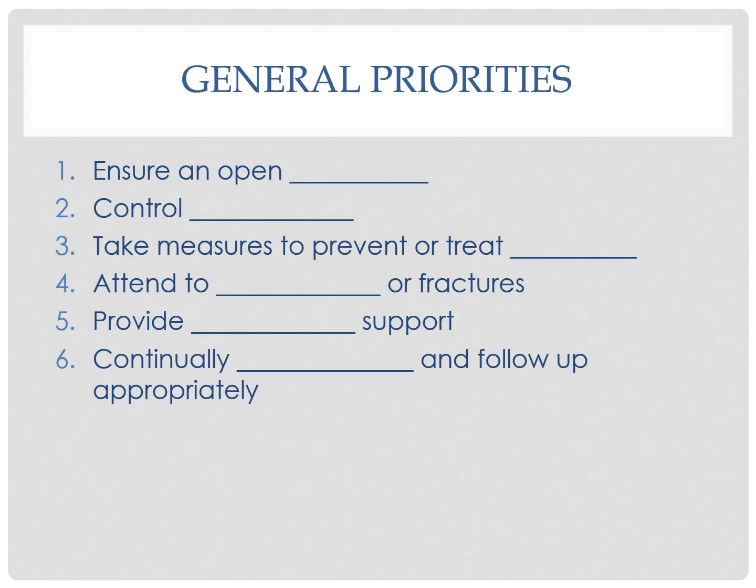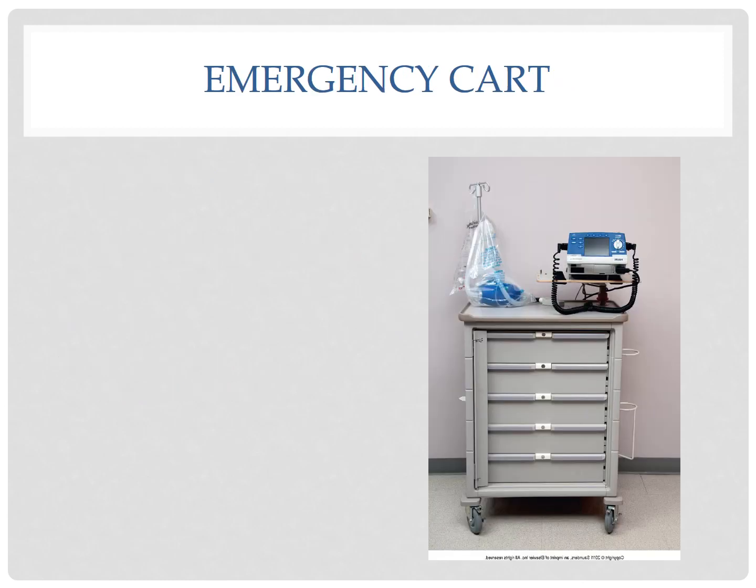Some general priorities include to ensure an open airway, control bleeding, take measures to prevent or treat shock, attend to wounds or fractures, provide emotional support, and continually evaluate and follow up appropriately. It's important for the technologist to be familiar with the location of emergency equipment, and that includes the crash cart or emergency cart. This is a wheeled container of equipment and drugs typically required in emergency situations.